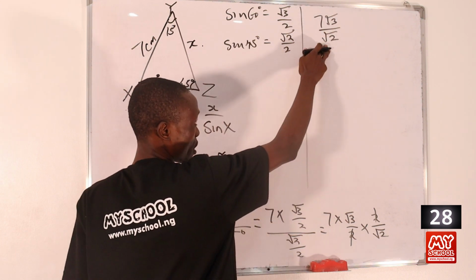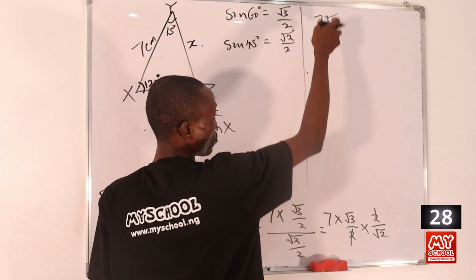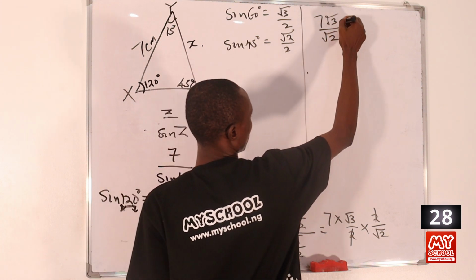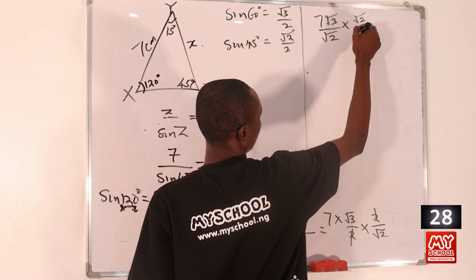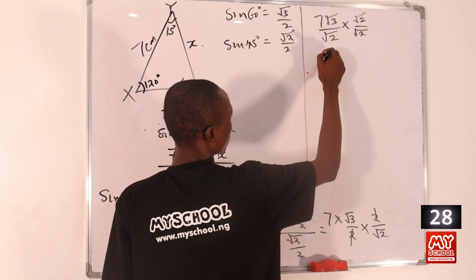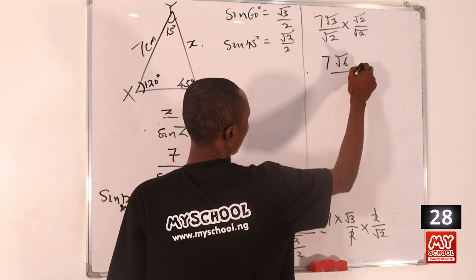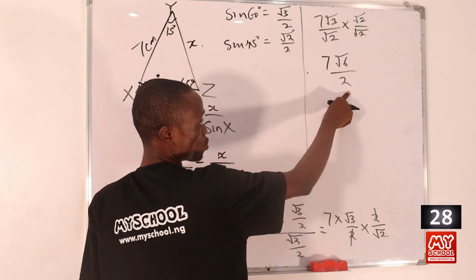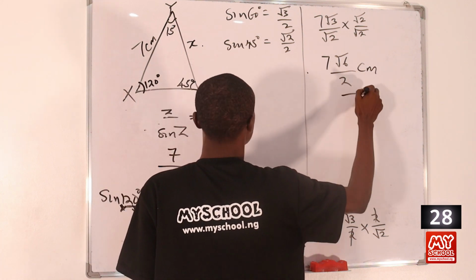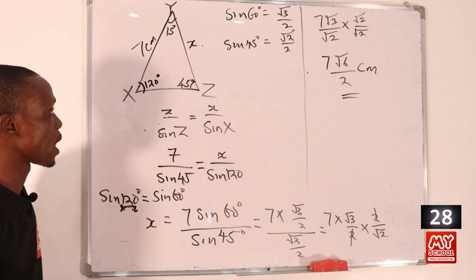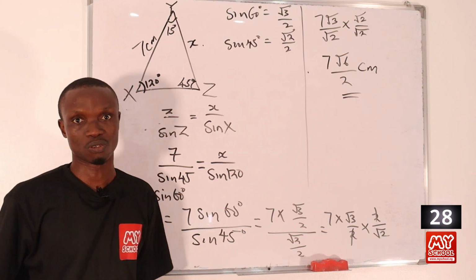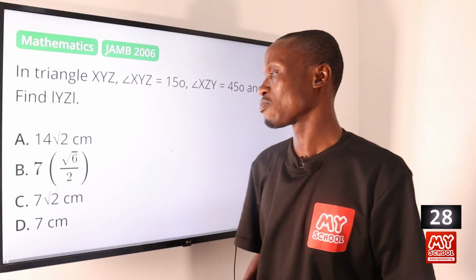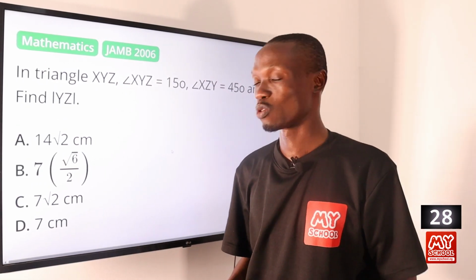We can't leave this like this, so we have to rationalize by multiplying both the numerator and denominator by root 2, so that at the end of the day we have 7 root 6 all over 2. The reason being that root 2 times root 2 is equals to 2. So this is the value of line YZ. Let's return back to the screen to pick the correct answer to this question, and that is option B, 7 root 6 divided by 2.